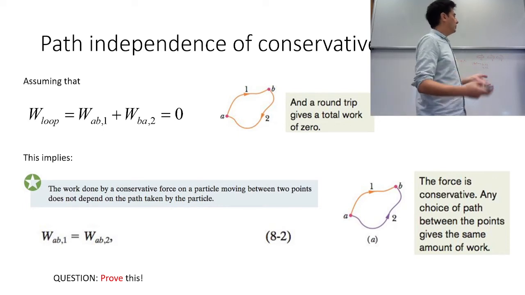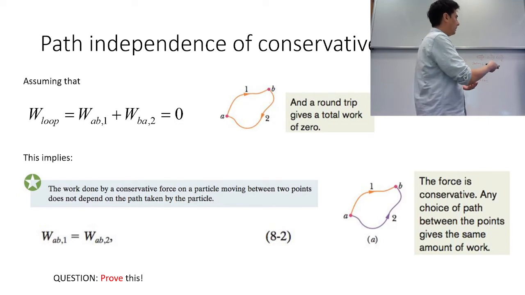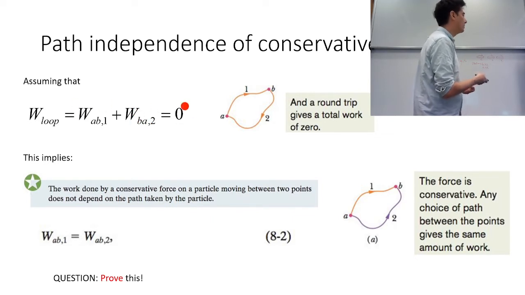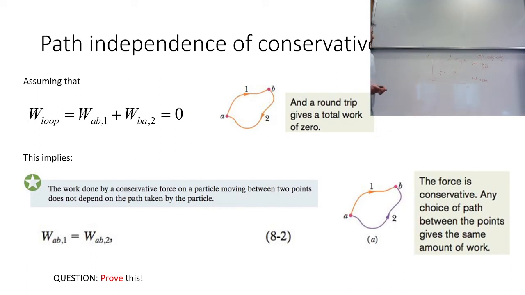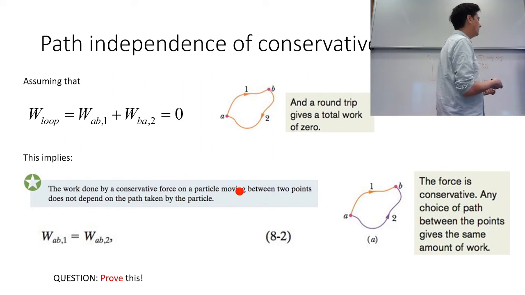But suppose you do have a conservative force. That basically means in this loop here that WAB1, what that means is you start at A, go to B along path 1. And this means you start at B, go to A along path 2. And so what we know is that the sum of those is 0. And this implies that the work done by a conservative force on a particle moving between 2 points doesn't depend on the path taken by the particle.